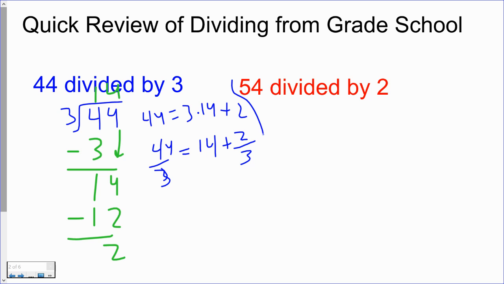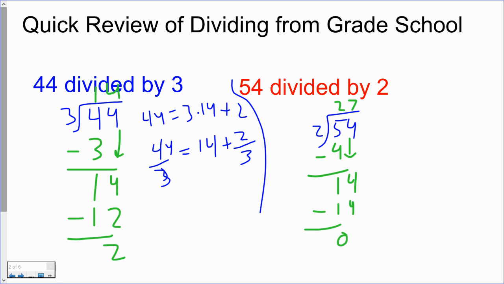Do the same thing here with 54 divided by 2. We're going to go through the same process. Some number times 2 that's either 5 or close to 5. We can do 2 because that would give us 4. Subtract, bring that 4 down. So this would give you 14. Then 2 times 7 will give us 14. Subtract, and I get a remainder of 0. So this one divides evenly.